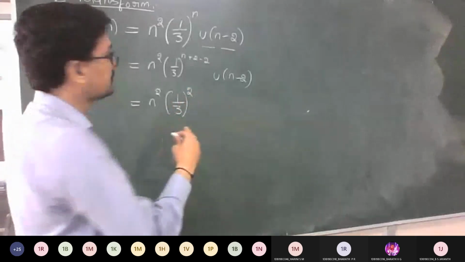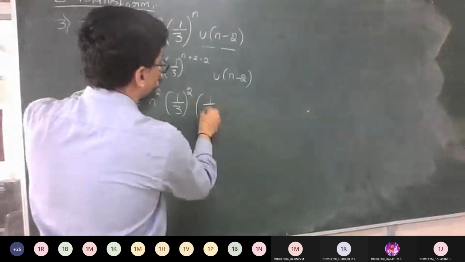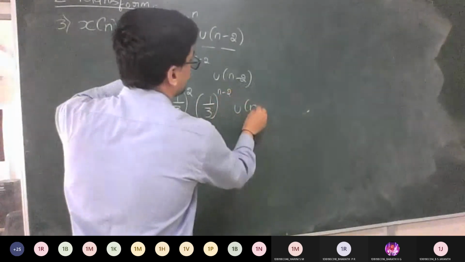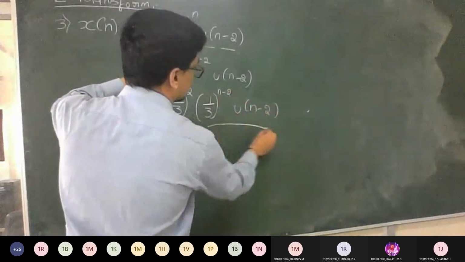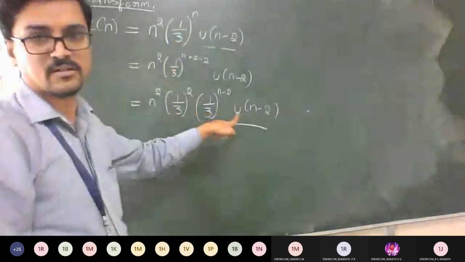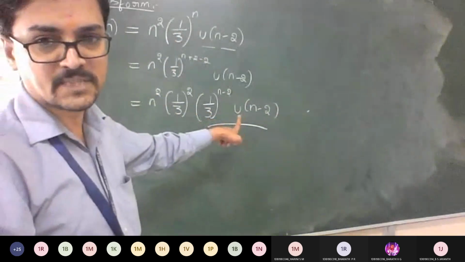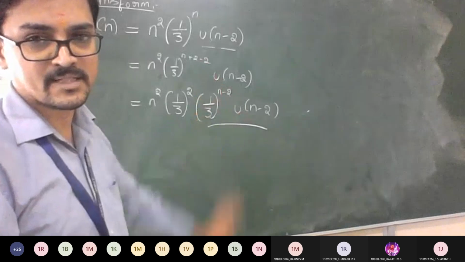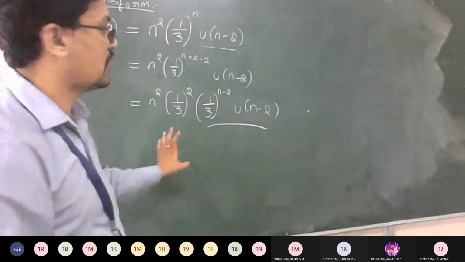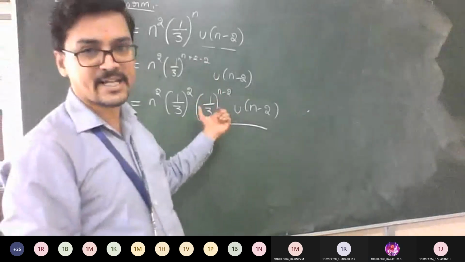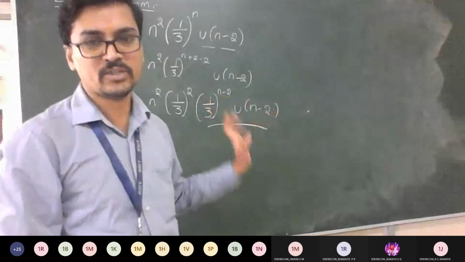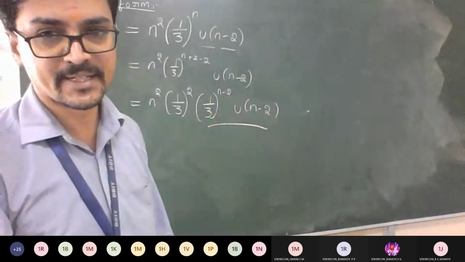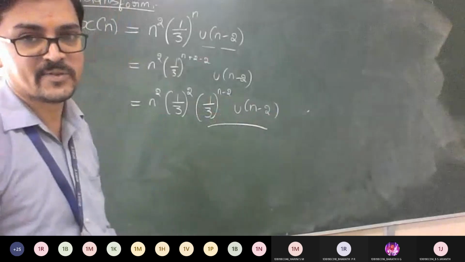Any of this is separate. So into 1 by 3 to the power of n minus 2 u of n minus 2. So now look at this. Is it all balanced now? I hope you got the logic why we did all this circus here. Good. So now this is like a power n into u of n form. Only thing you should do is replace n with n minus 2. That's all. Correct now? So now tell me which one you can take.